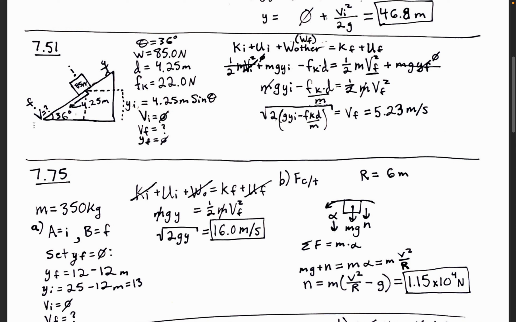Right, so we draw this lovely picture here. We've got theta. We see that this distance here, 4.25, is the distance from the block to this edge here. So this is the initial point. This is the final point. It's asking what's the velocity at the final point. We know that the frictional force is 22.0 newtons. Of course, the weight is this. Initial velocity, it's starting from rest, so it's 0. The final velocity is unknown. That's what we want. And the final position, right?